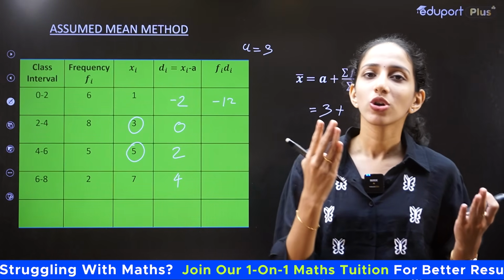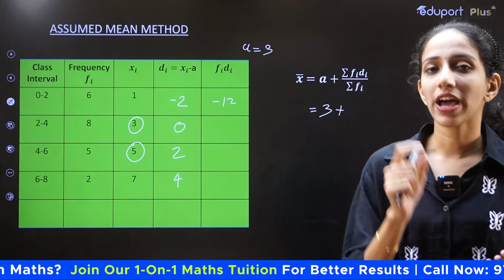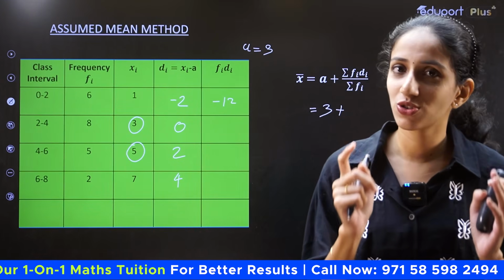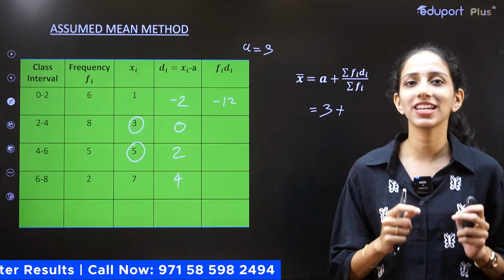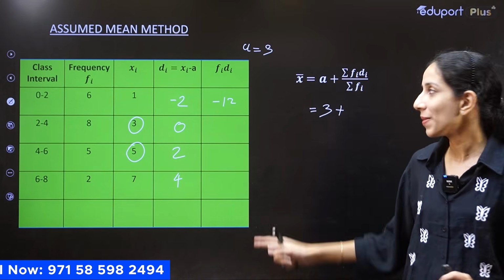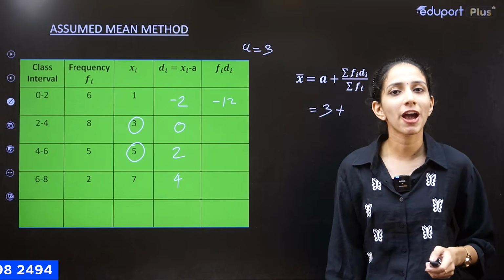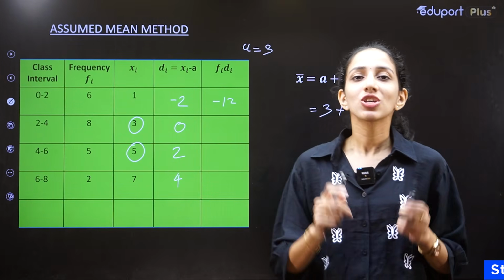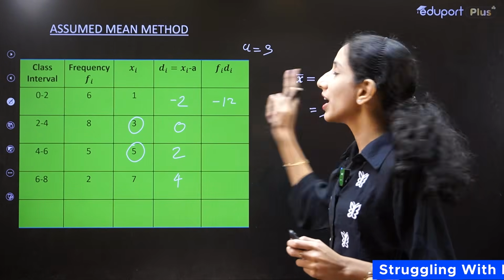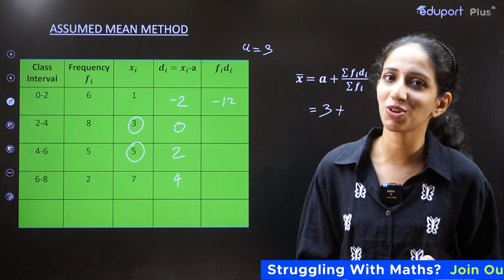Okay. So you can find the column fi into di by multiplying those two values and just add all the values of fi di, then find the sum, then divide that sum by sigma fi, then add these three with that sum. Okay, so this is all about finding the mean using the assumed mean method.